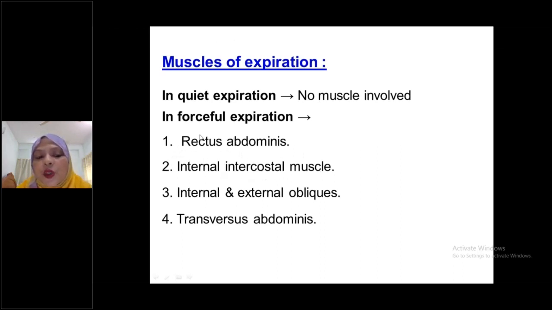You have to remember these two muscles very carefully for forceful expiration. But normally at resting stage, that is in quiet expiration, no muscles are involved here, so it is a passive process, because no muscles are involved and no working is required here. But in forceful expiration, two muscles are very essential, rectus abdominis muscle and internal intercostal muscles. Also there are additional two muscles you can tell here, internal and external obliques muscle and transversus abdominis muscle.